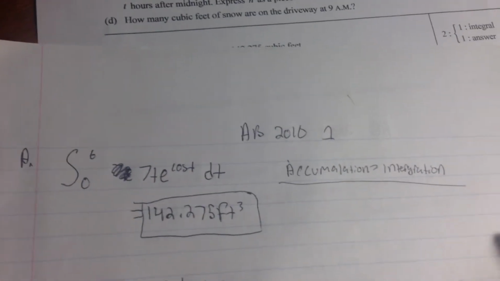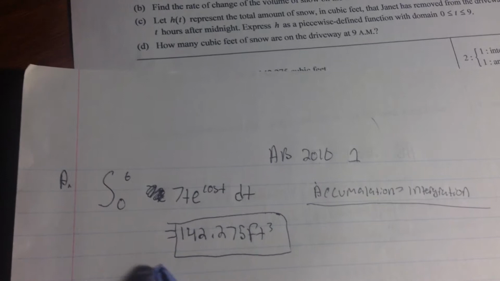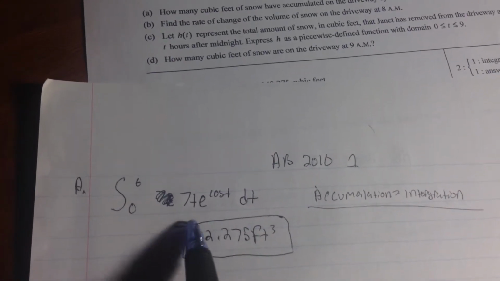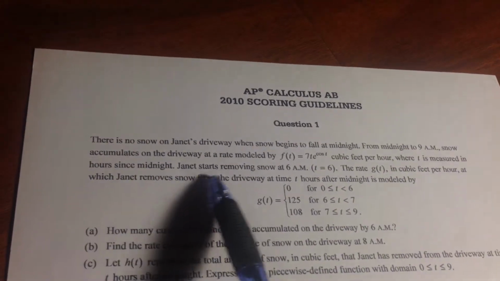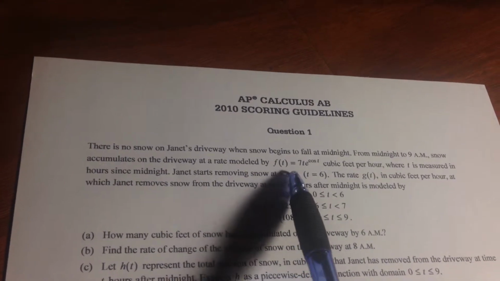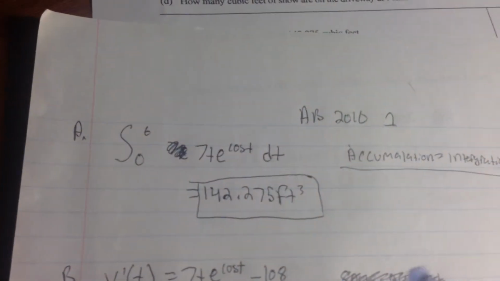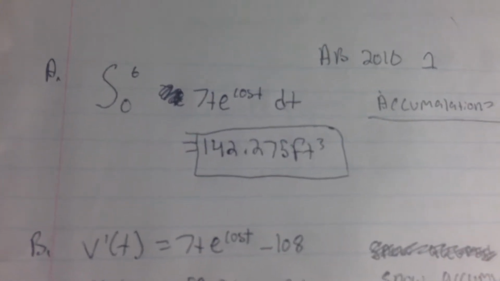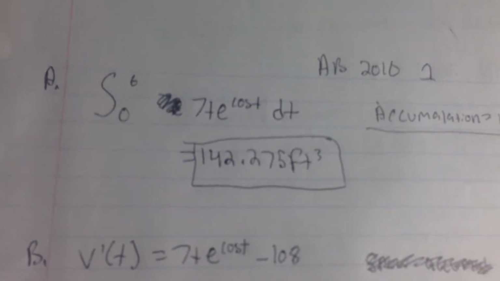So first, whenever you hear accumulation, you just set up an integration, set up your integral from 0 to 6 because those are the hours, and then you get your function from the question because it says the snow has accumulated on the driveway at this rate of model right here. And then you just plug it into your calculator and you get 142.275 cubic feet as your answer.